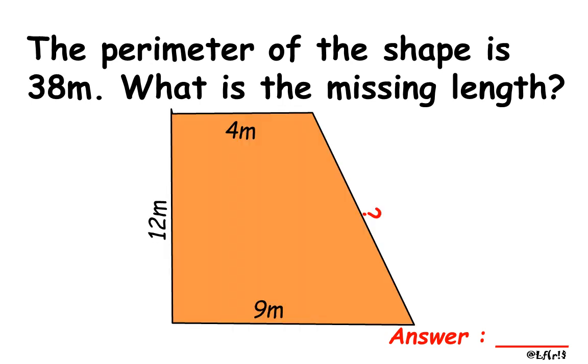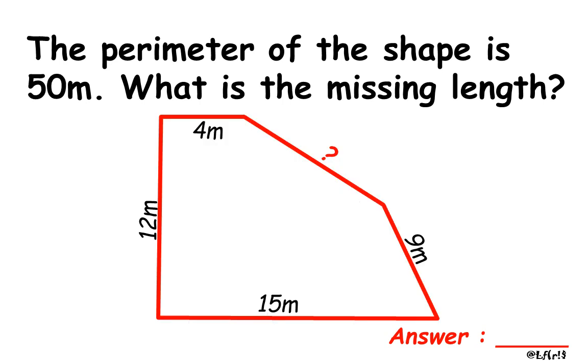The perimeter of the shape is 38 meters. What is the missing length? The perimeter of the shape is 50 meters. What is the missing length?